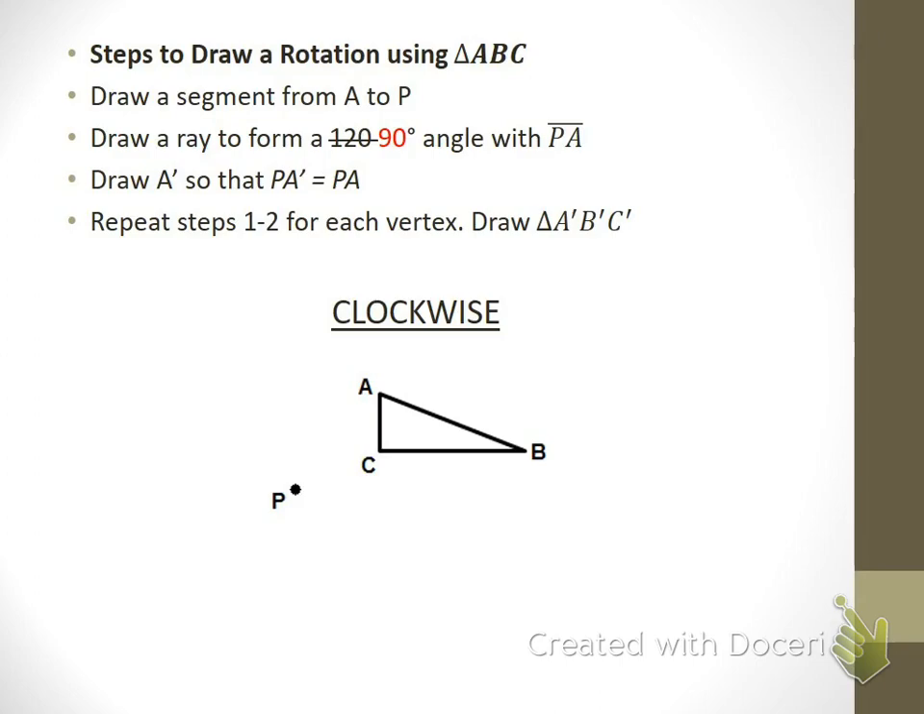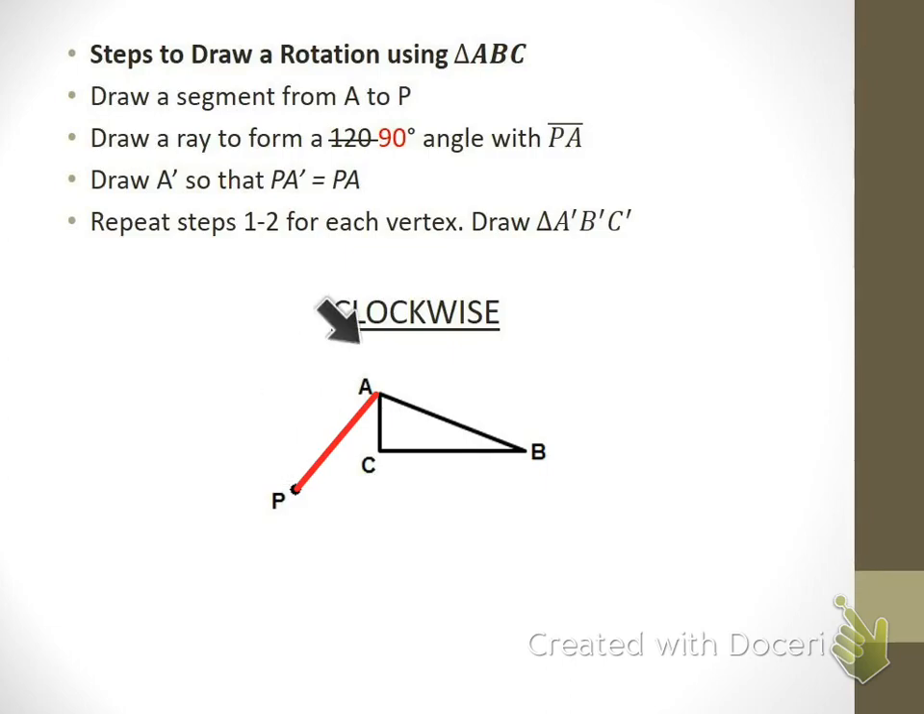All right, I'm changing this a little bit to make it a little easier on us. So your notes might say that the ray is going to be a 120-degree angle. We're going to change it to a 90 since that's easier for us to do without a protractor. So these steps say draw a segment from A to P. If you want to use your ID or some other straight edge to draw that segment. Got a segment from A to P. Draw a ray to form a 90-degree angle with that segment PA.